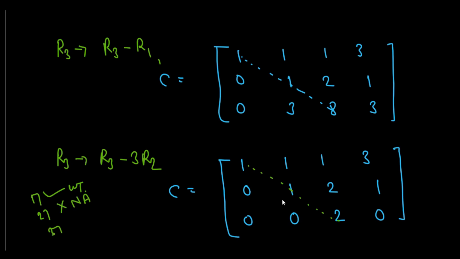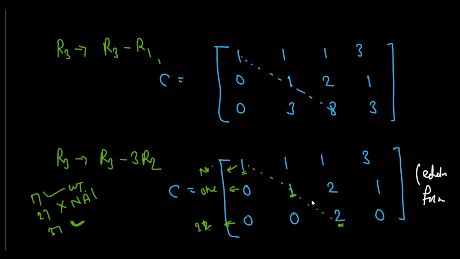And the third condition is that the number of zeros before the first non-zero element in each row is in increasing order. The first element is 1, so before 1 there is no 0. In the next row the first non-zero element is 1, so there is one 0, and in the last row the first non-zero element is 2, so there are two 0s. So no 0, one 0, two 0s means increasing order. The third condition is also satisfied. So it is echelon form. So we write here the given matrix in echelon form.